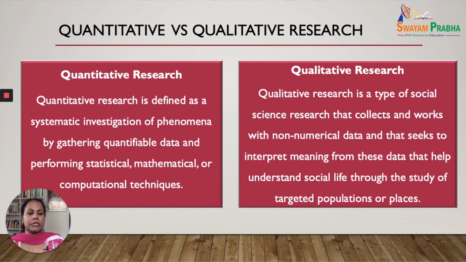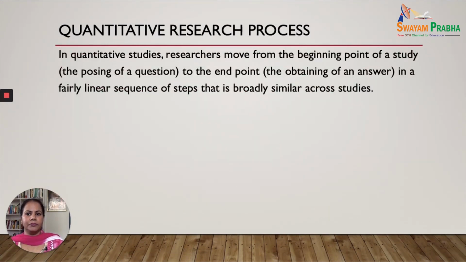Now we will be discussing in depth the quantitative research process. So quantitative research process involves the study where the researcher moves from the beginning point of the study. So beginning point of the study is posing of a question. So we need to start with a question or issue or the problem, and then we follow the orderly process till the end point, that is obtaining of an answer.